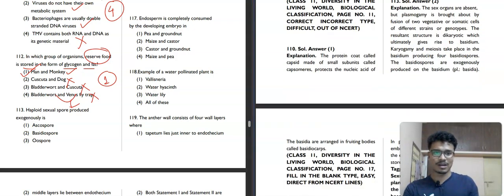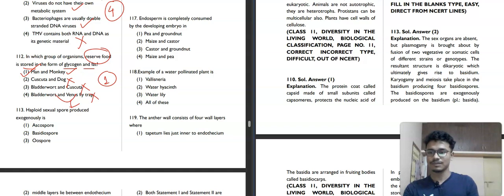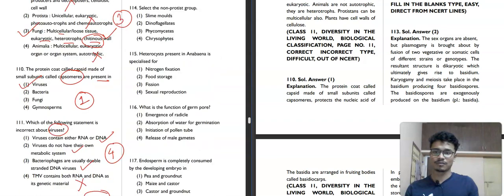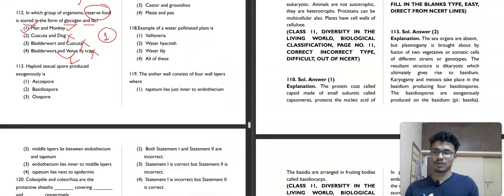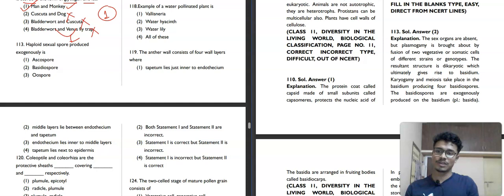Question number 113. What is it saying? Haploid sexual spores are produced exogenously in ascospore, basidiospore, oospore or zygospore. Okay. So haploid sexual spores are produced exogenously in basidiospore.